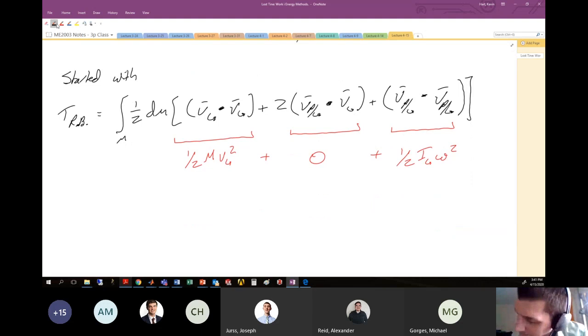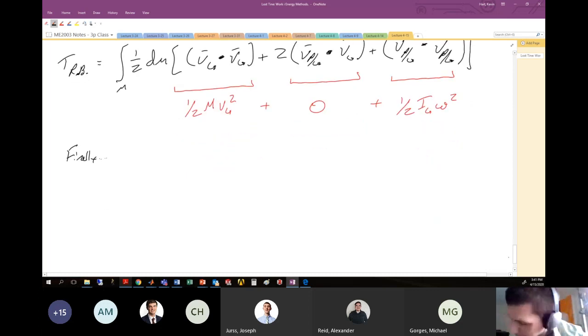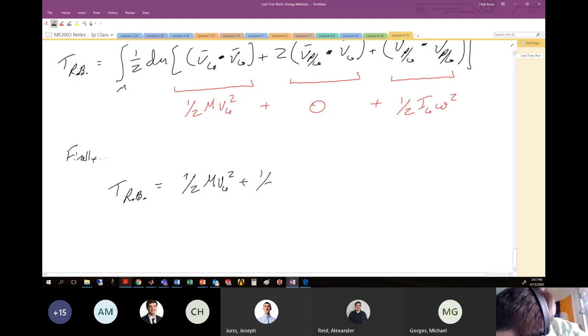So in closing, we have that the kinetic energy for a rigid body in any particular condition is 1/2 mass of the rigid body times the velocity of the center of gravity of that rigid body squared, plus 1/2 mass moment of inertia of that object about its center of mass, multiplied by the angular velocity of that object squared.